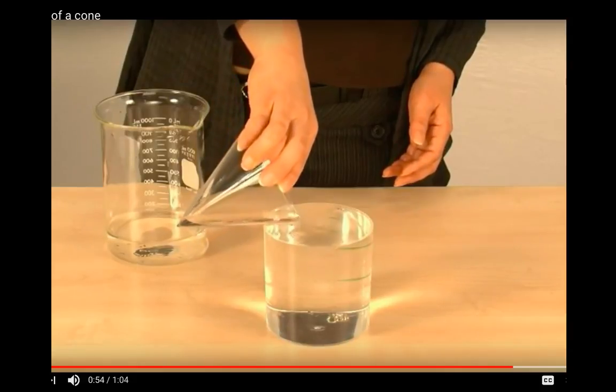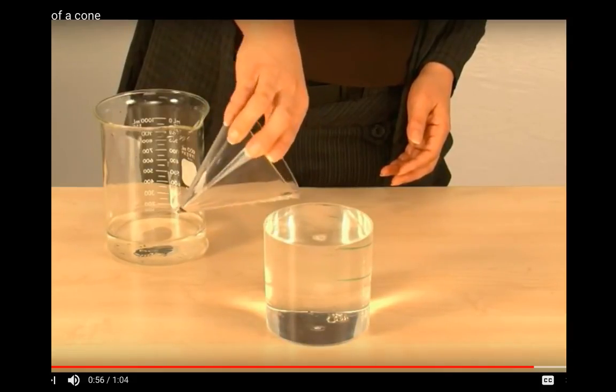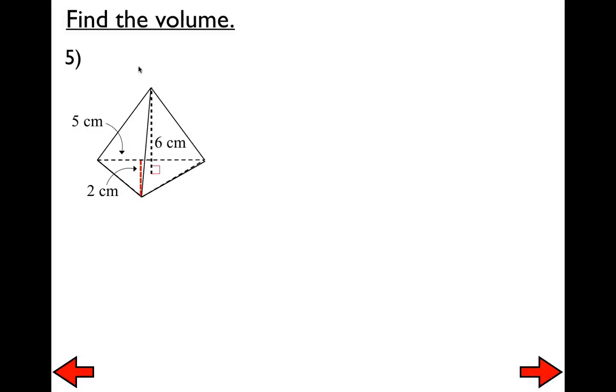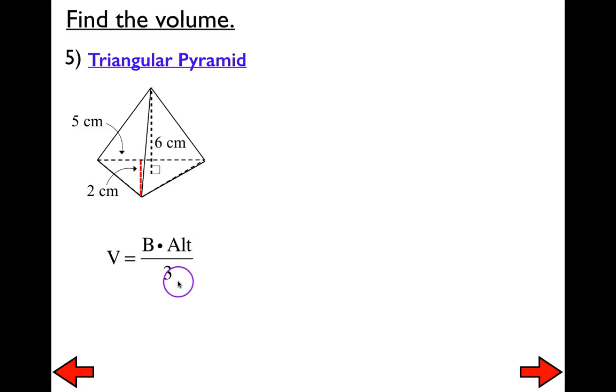The volume of the cone is 1/3 of the volume of the cylinder. So now here we have a triangular pyramid. This is actually very similar to a cone. Why? Because it has a base and it has a point, which we call an apex. So here, the formula is actually identical to that of a cone. It's going to be the area of a base times the altitude divided by 3.